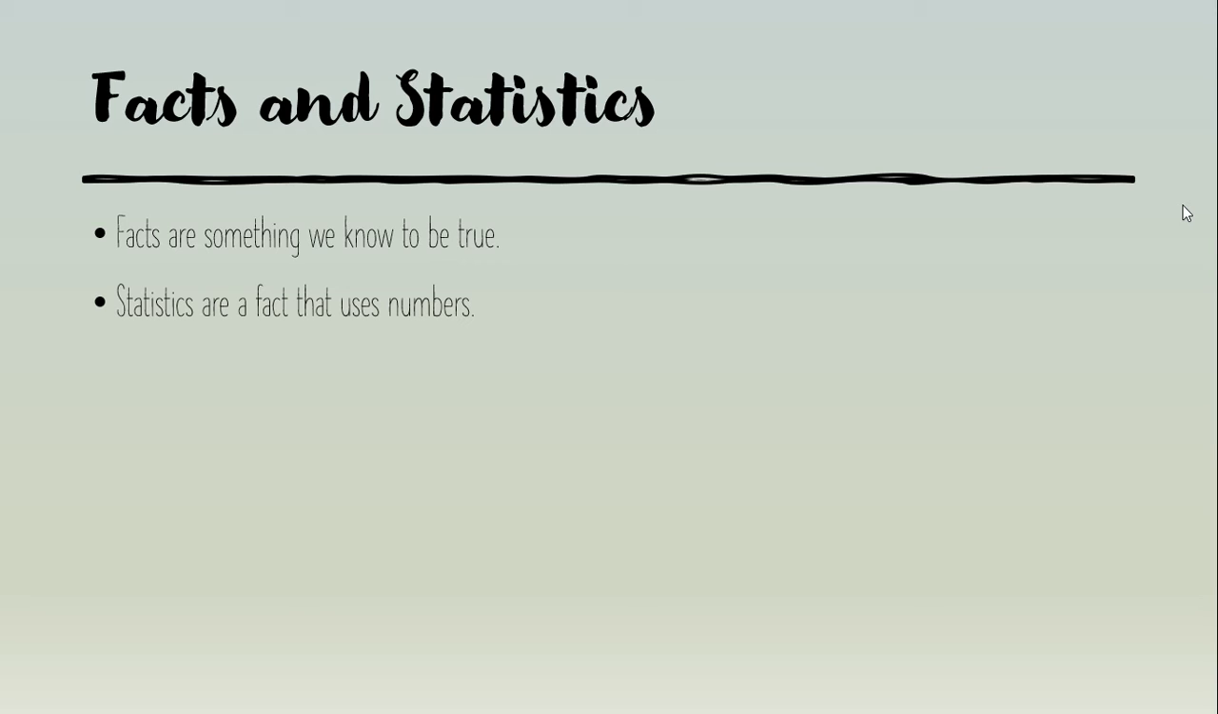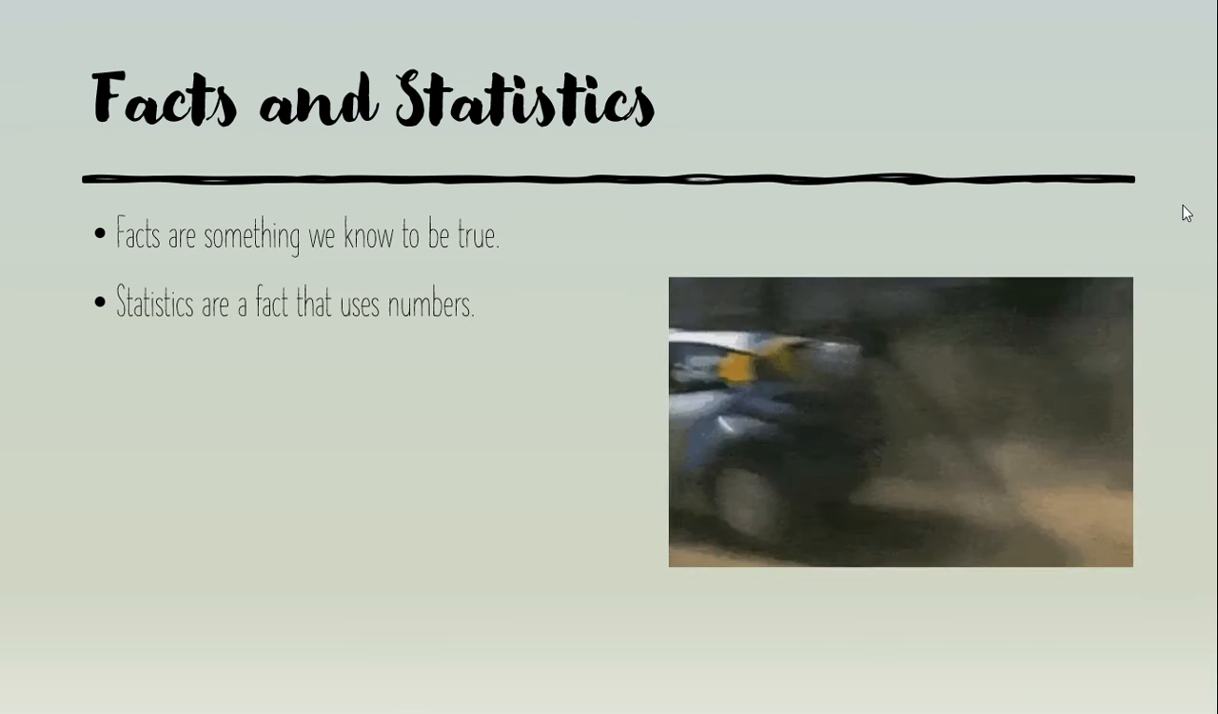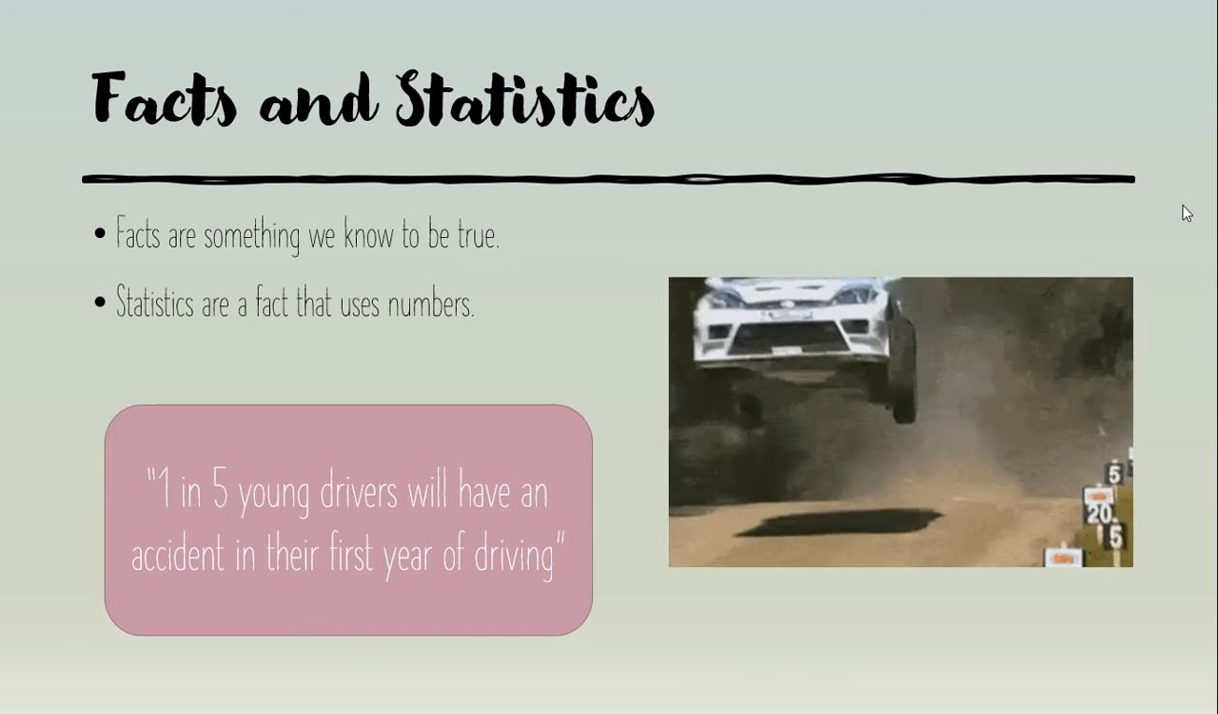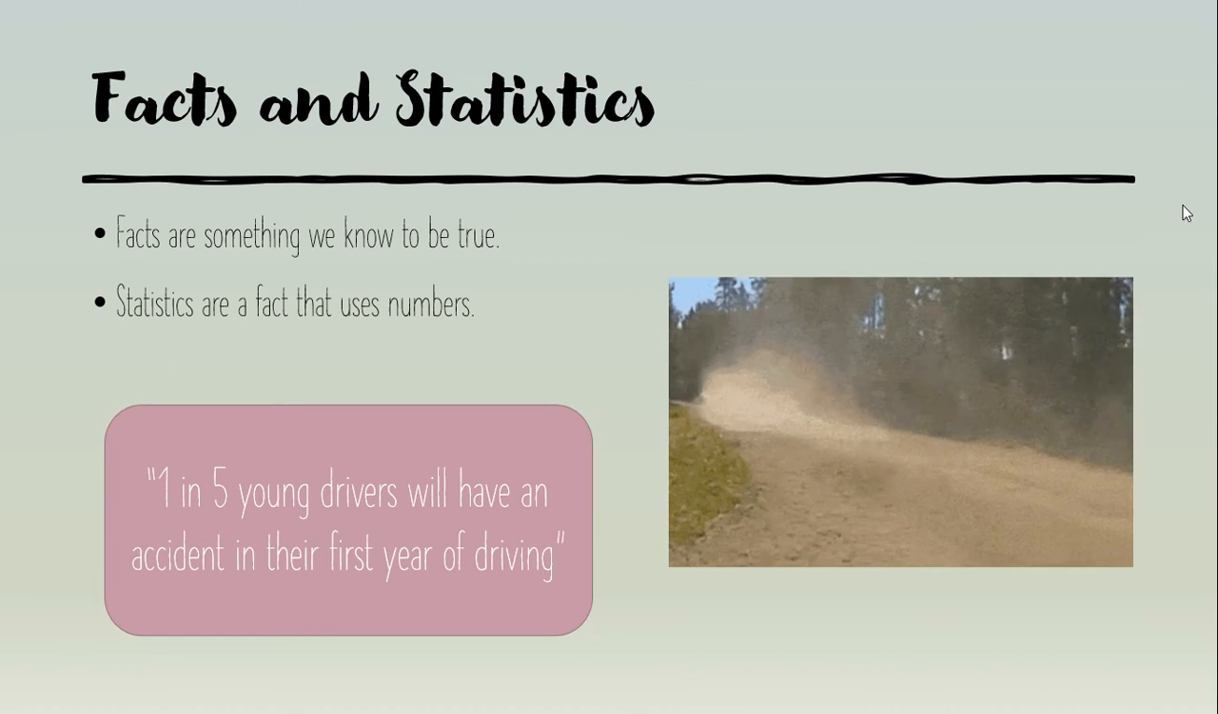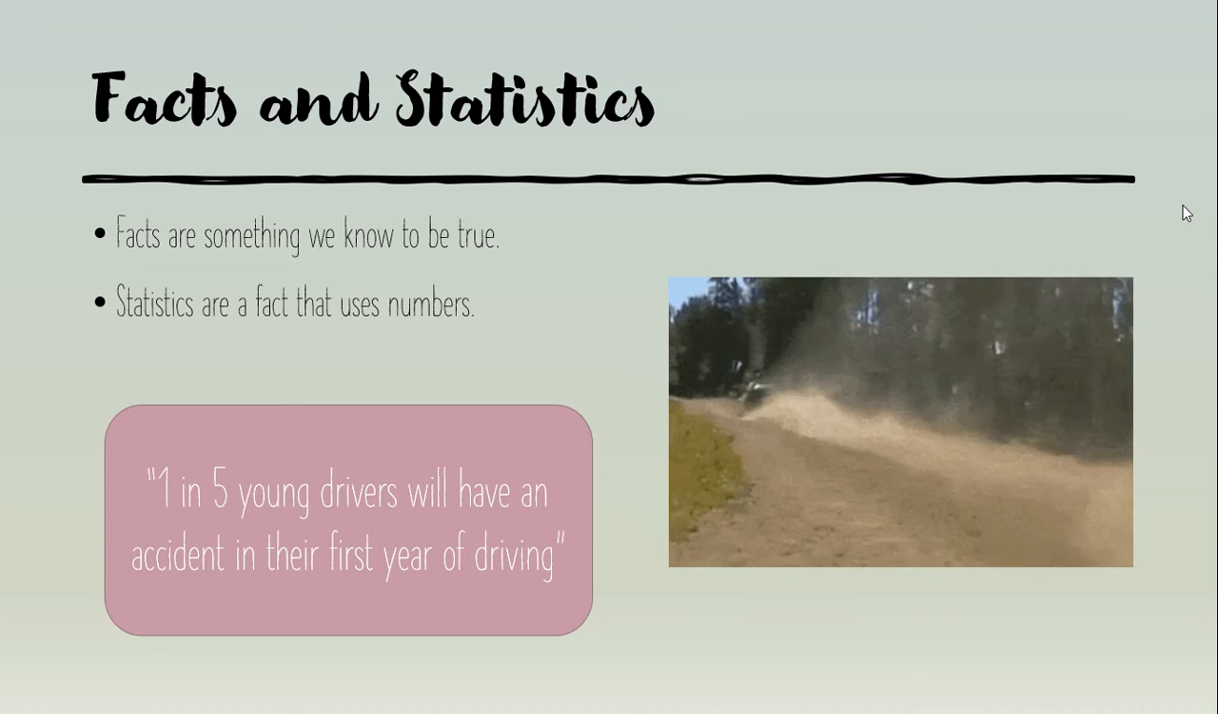So facts and statistics. Facts are something that we know to be true. We can prove them to be true. There might be records or evidence that we can use to prove it. Statistics are a form of fact. They are a type of fact that uses numbers. So things like percentages, probabilities, amounts, dates, they are all forms of statistic. So, for example, 1 in 5 young drivers will have an accident in their first year of driving.